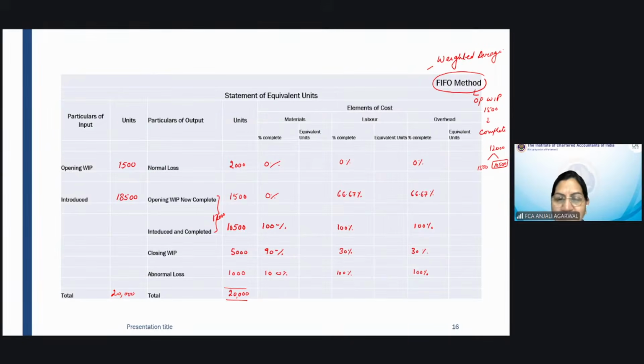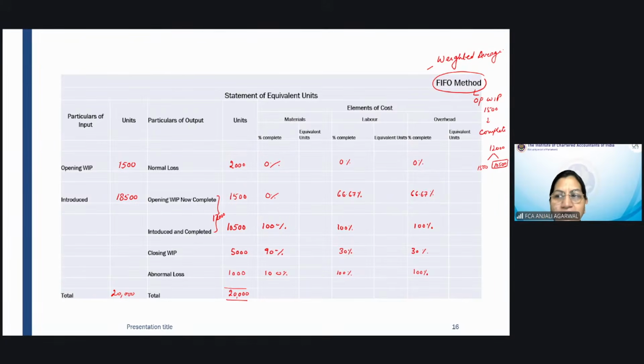What you are trying to say makes sense, that if opening WIP was also not at all complete as far as material is concerned, so now you start working on 18,500 and 1,500, 20,000 units. So obviously you'll start losing there also. But if opening WIP was 100% complete as far as material is concerned, and then you start applying labor and overheads, even then there can be a loss. It depends. Generally, opening WIP is 100% complete as far as material is concerned because when you start doing a process, you pick up a unit and you start working on it. So the material is already 100% applied.